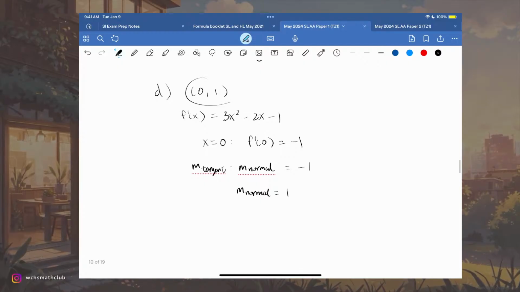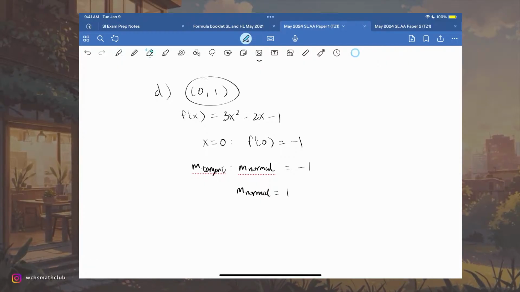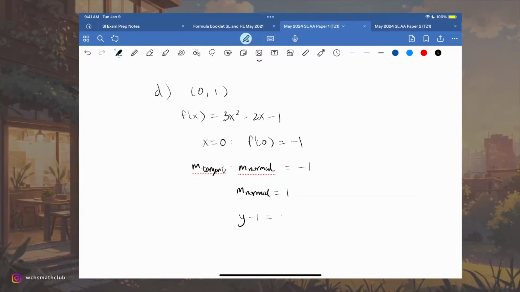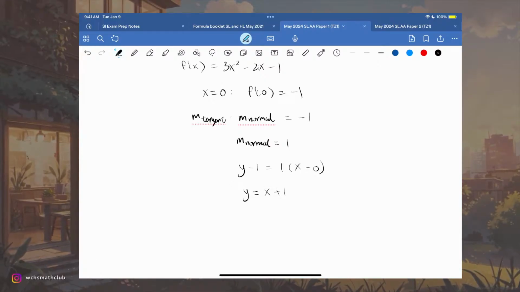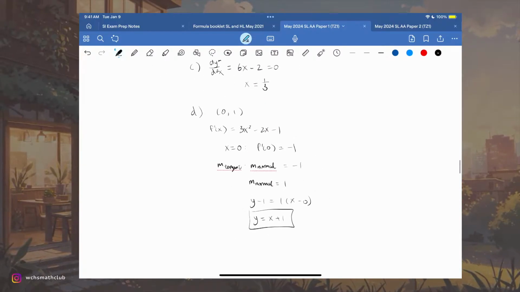And we're given this point, so we'll use it to find the final equation. y minus 1 equals 1 times x minus 0, and this simply gives us y equals x plus 1, and that's your final answer here.